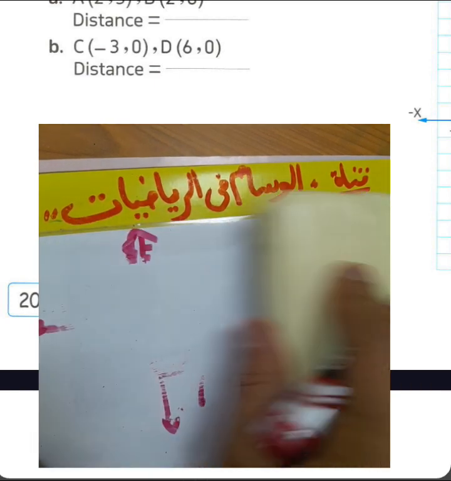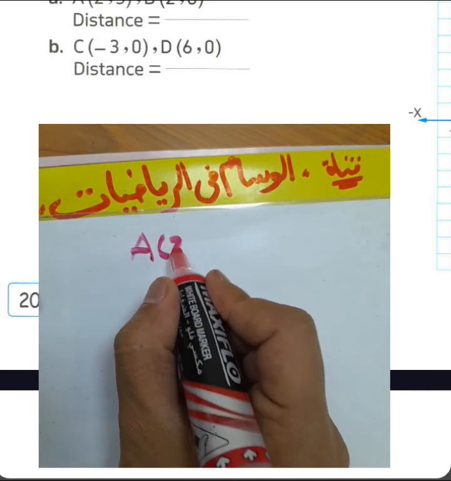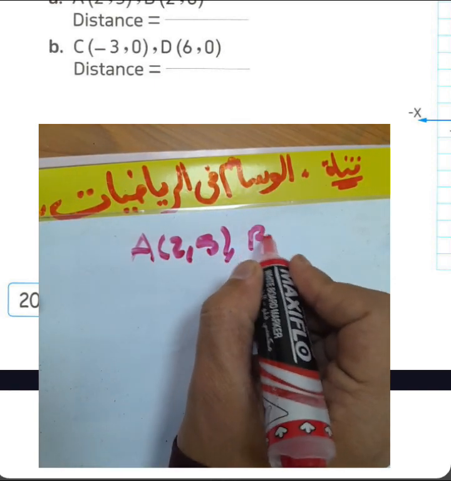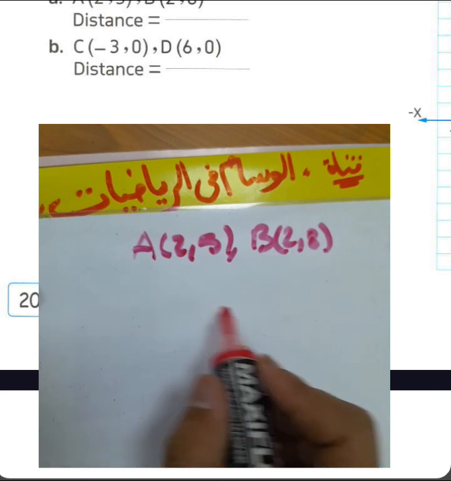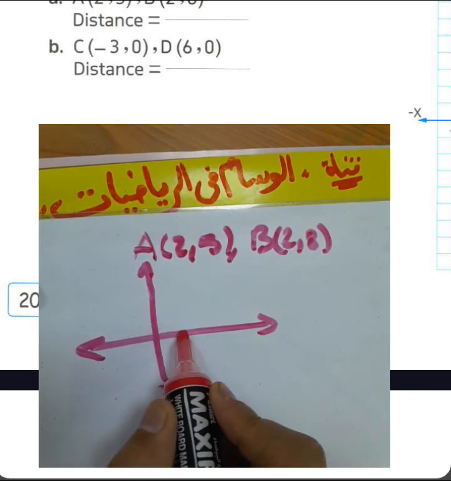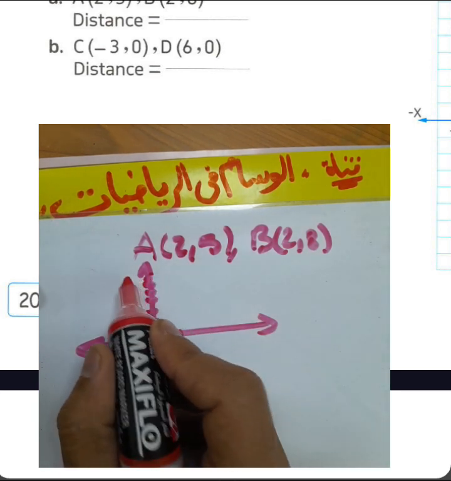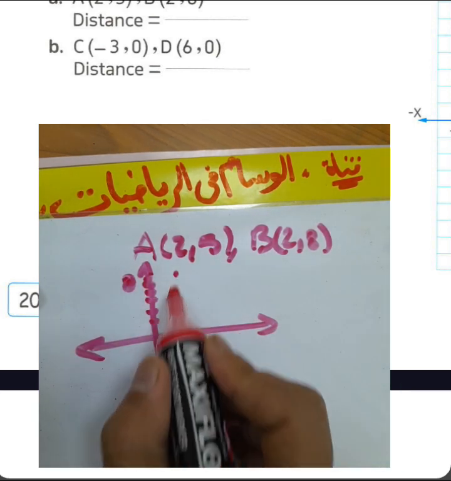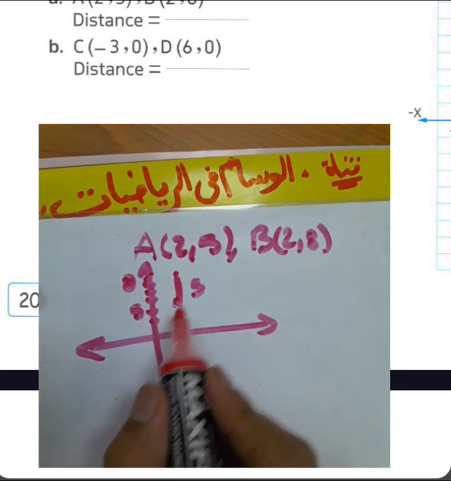Sorry, I will solve it again. Again, I have here the point A was 2 and 5, and point B was 2 and 8. To find the distance between them, first you must plot the points on the graph, from 2 to 8 and 2 to 5. The distance between them is 3 units.